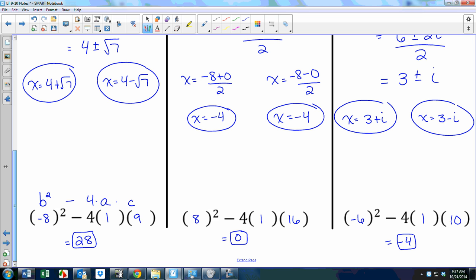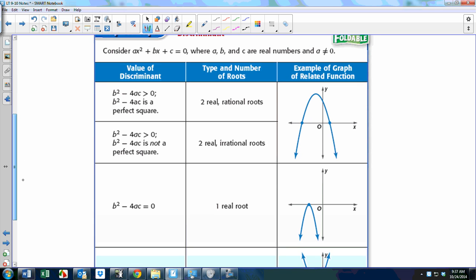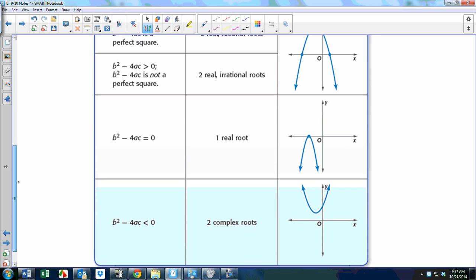The thing under the square root, that b squared minus 4ac, it's got a name. It's called the discriminant. On the back of your notes, you don't have part of this because I added it this morning, but the b squared minus 4ac, the number that goes under the square root, not the square root itself, is called the discriminant. Now let's skip the whole definition and go to the box that you have. Go to the bottom. The b squared minus 4ac, the discriminant.